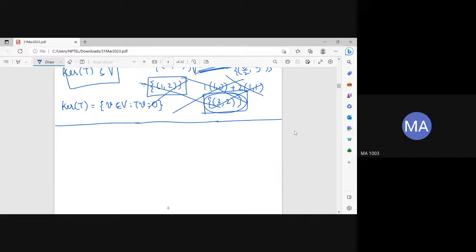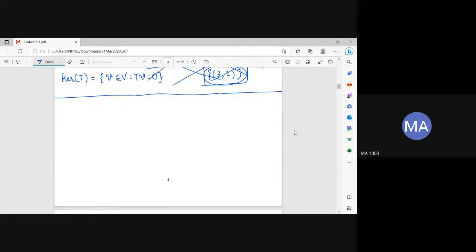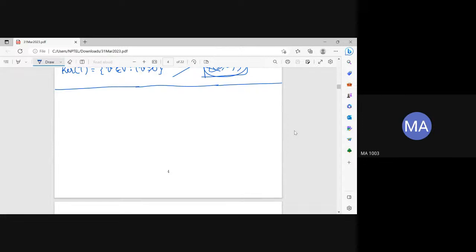Fine. So this is how you find the basis for range and kernel given the matrix of the linear transformation. If you know the linear transformation, you can directly find the image and kernel and then get the basis. But if you're comfortable with this procedure, you can do this as well. Convert it into a matrix and then find the basis for range and kernel.